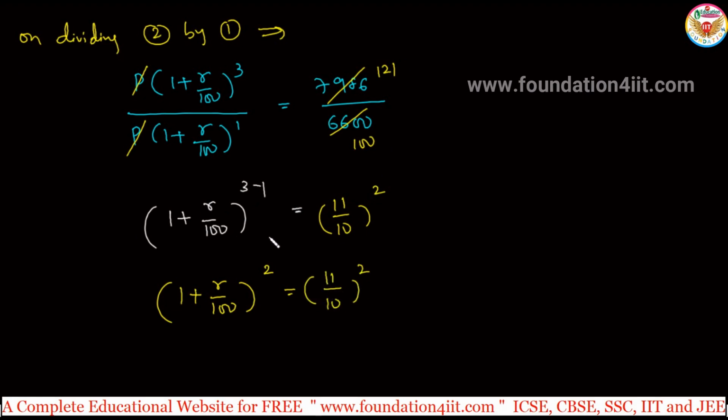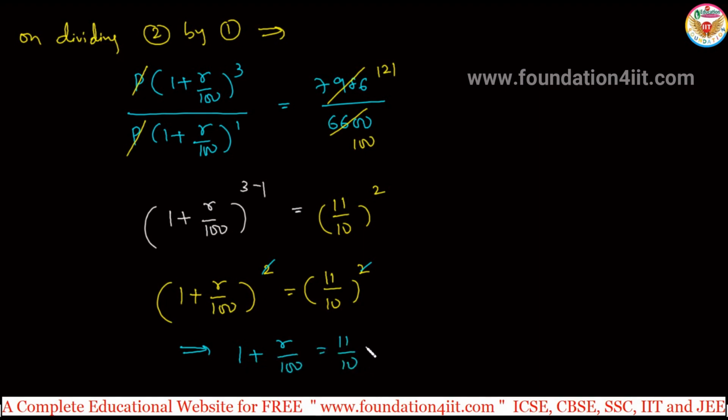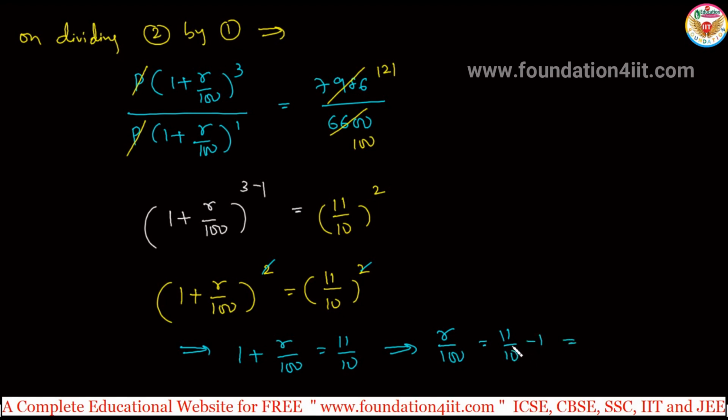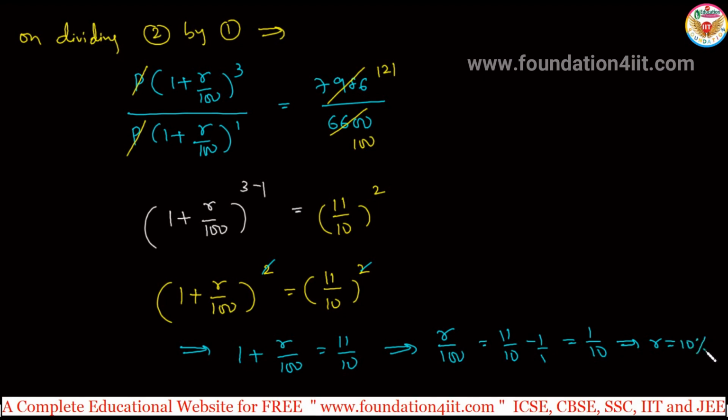Right? By taking square root on both sides, the squares get cancelled. Then finally 1 plus R by 100 is equal to 11 by 10. Yes, we can simplify to get the rate of interest from this. So R by 100 is equal to 11 by 10 minus 1. That is 1 by 10. R by 100 is 1 by 10, then R is equal to 10. R is equal to 10%. Rate of interest is 10%. Simple. 100, take this side, 100 by 10.